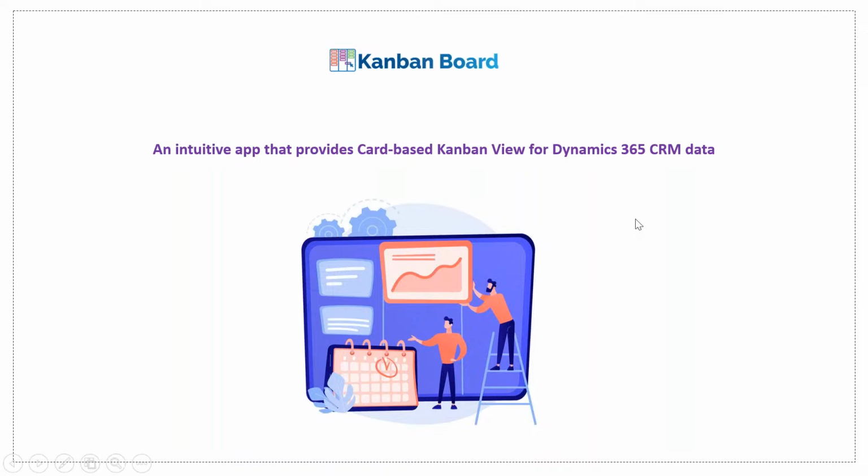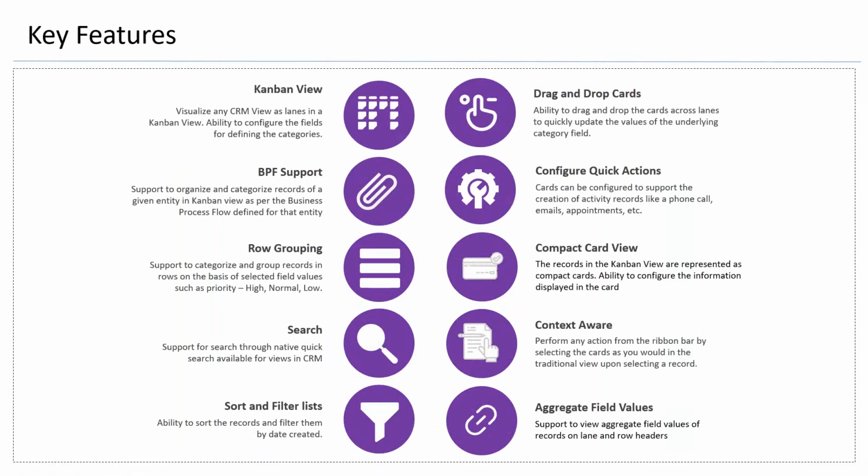Moving on, let's have a look at the features of Kanban Board. It lets you visualize any view in the form of lanes and rows. Drag and drop gives you an ability to move a card from one lane to the other with a simple drag and drop action. Along with this, it also supports the business process flow, where it allows you to organize the cards based upon the multiple stages and various milestones within the business flow.